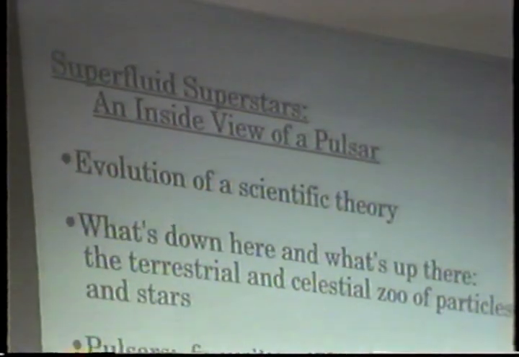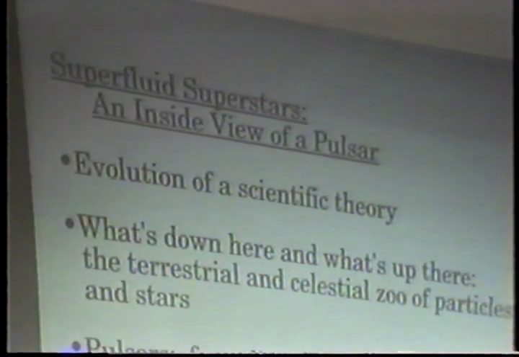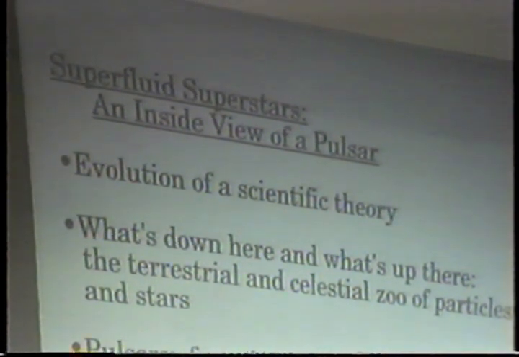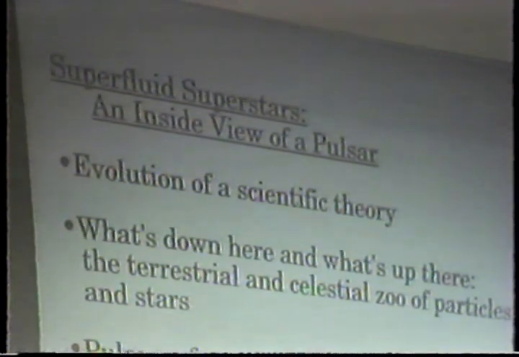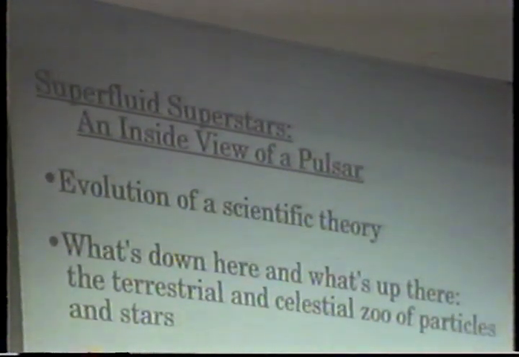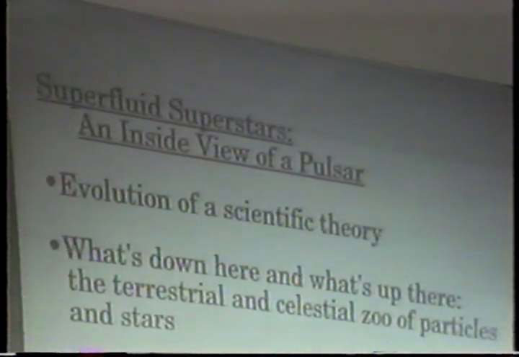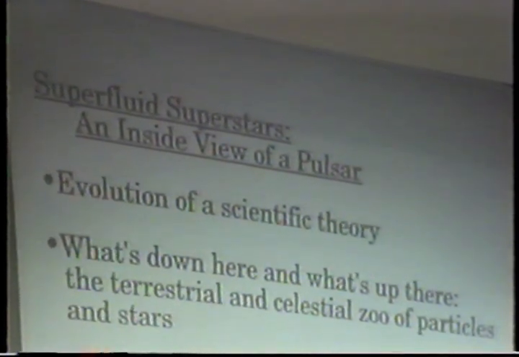But what I want to do also is to tell you how we develop theories in physics and theories in science generally, and to illustrate how this works. In the process, in order to appreciate how remarkable a neutron star is, we need to talk about what matter is made of. We need to talk about both what's down here, the terrestrial zoo of elementary particles, and what's up there, the celestial zoo.